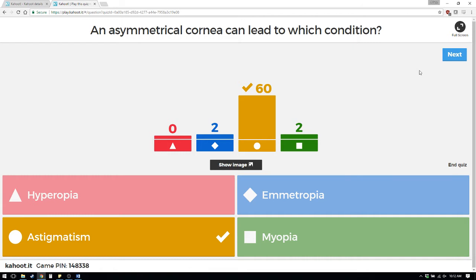Wait, for hyperopia, did you say that we used a concave lens? I thought we used a convex lens. I'm sorry, I meant to say concave lens, yeah. So convex lens is going to be for the myopia. I'm sorry, it's going to be for the hyperopia. That's what I asked.